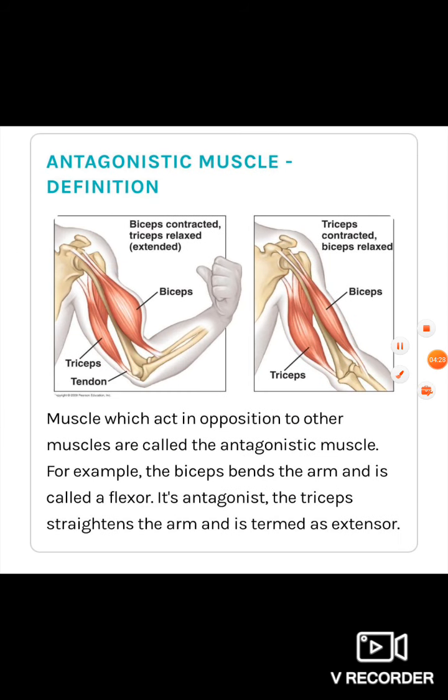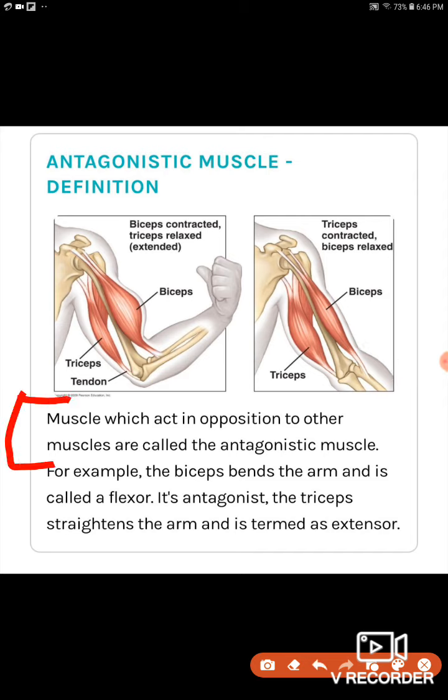Now see again, what are antagonistic muscles? Here I am telling you in very common language, but do not use this as the definition to write in your exam. Muscles which act in opposition to each other are called antagonistic muscles. Now see the example. The upper one is called the biceps muscle and the lower one is called the triceps muscle. Now how are they an example of antagonistic muscles?